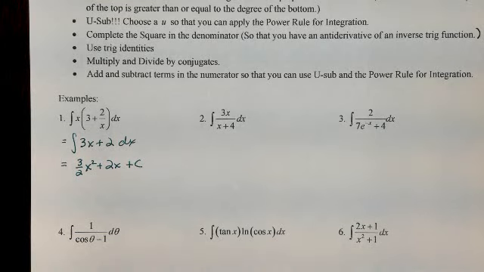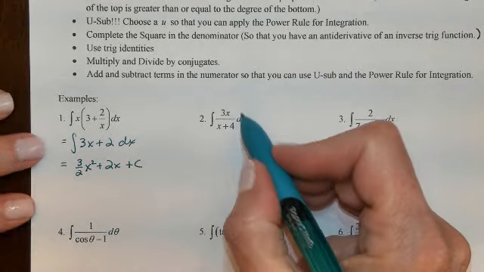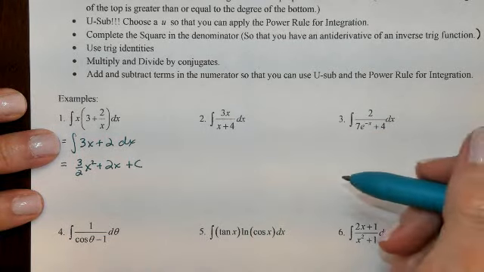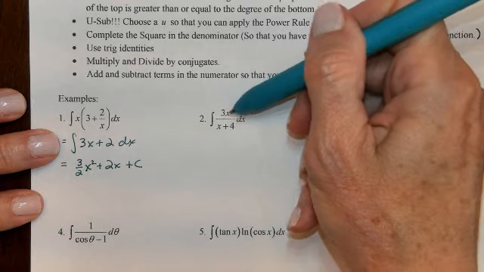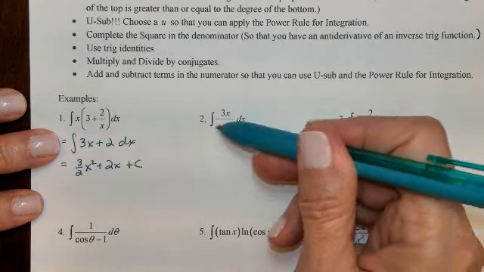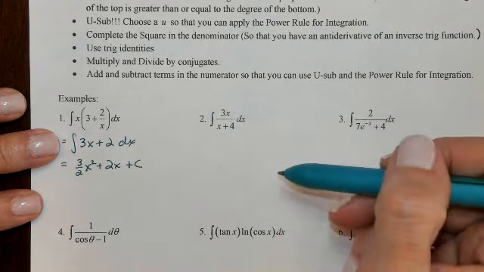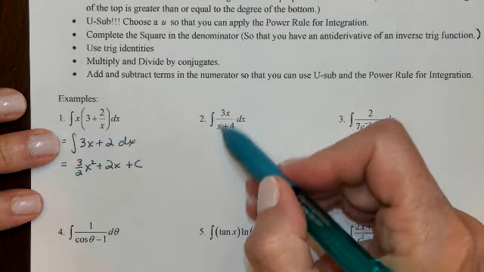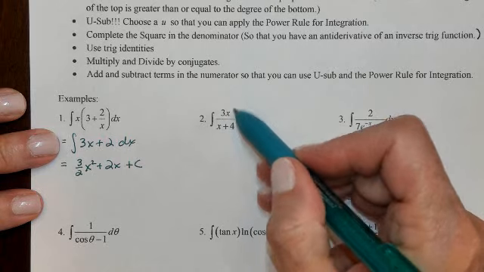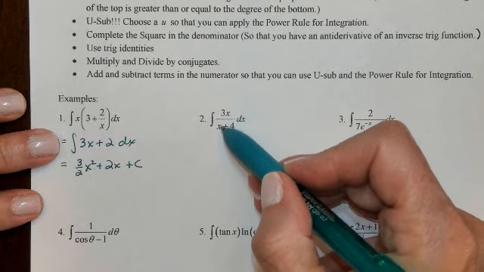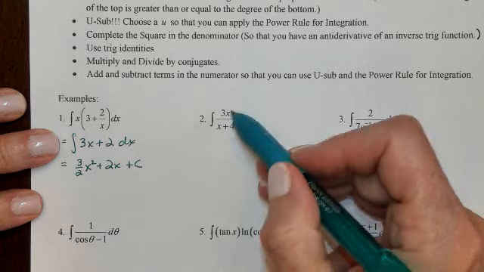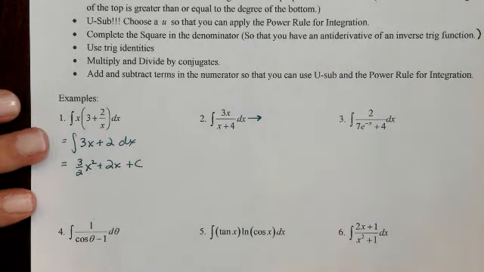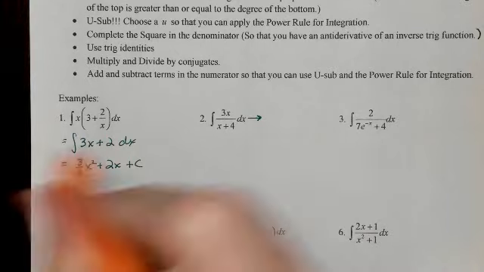Okay? Number 2. In number 2, again, there's no quotient rule for integrals. So we cannot just take the antiderivative of 3x and divide it by the antiderivative of x plus 4. It doesn't work that way. So what can we do? Well, here it's a fraction, so I look at the degrees. The degree of the top is 1, the degree of the bottom is 1. If the degrees are equal or the top is bigger, we go off to the side and we divide. Okay? So we're going to divide.